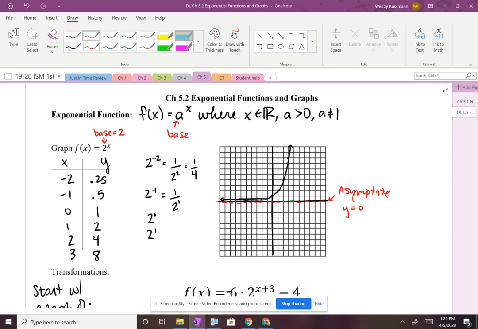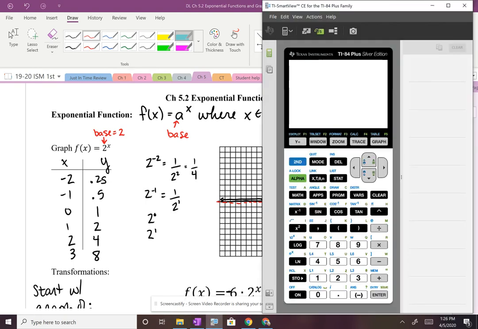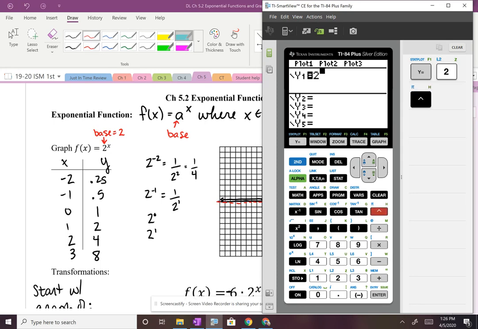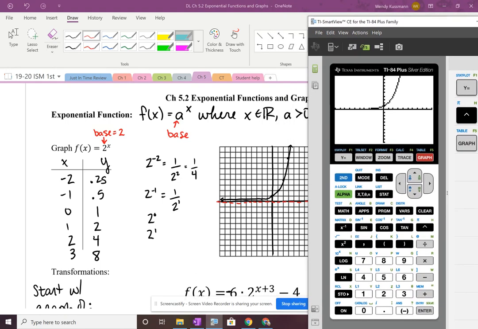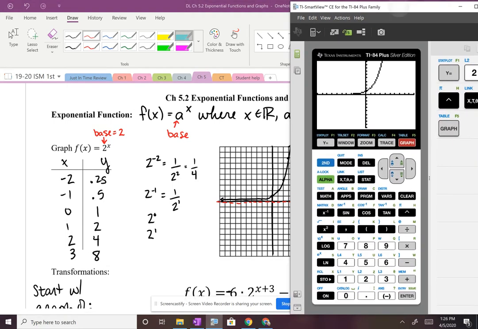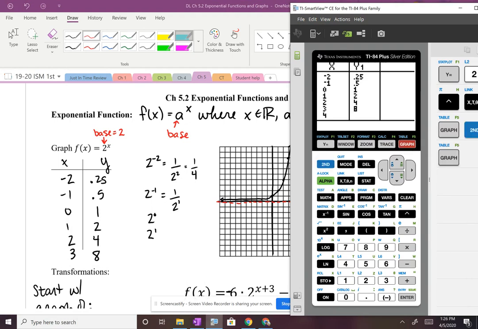I want to show you real quick how to put this in your calculator. Go to y equals. We will put in 2, and then the caret top right here, that's what we're going to be using, 2 to the x power, and graph that. There's our graph, and it matches, right? Also, remember, you can go to second table. Right here, you hit second graph, and there are the same ordered pairs that we got. So you can do either one of those things to help you.